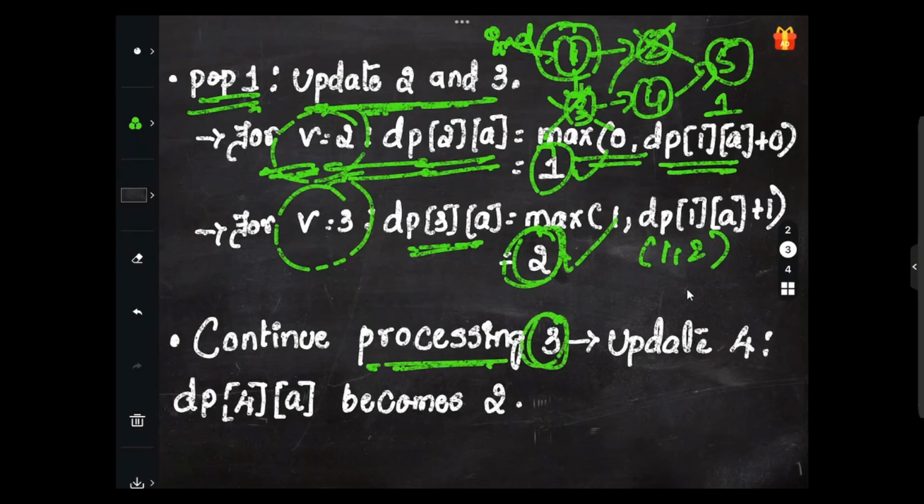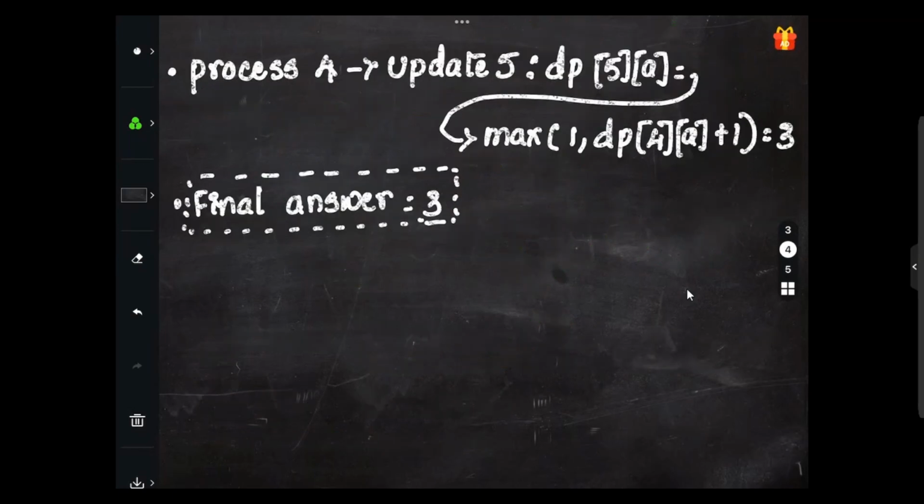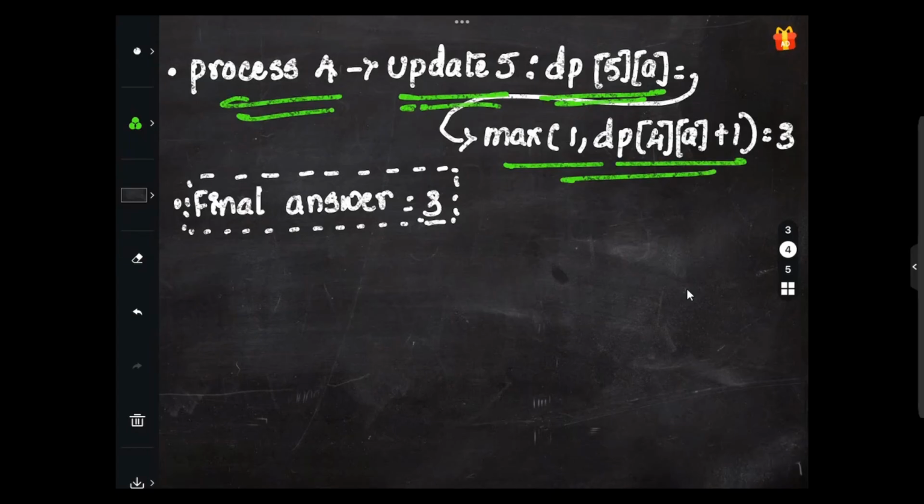We'll continue processing 3 to update the 4. So dp of 4a becomes 2. We'll be doing this one in the same way, right? So we'll get the output 2 basically. When we process 4, we will update 5. To update the 5, dp of 5 is max of 1 comma dp of 4a plus 1.